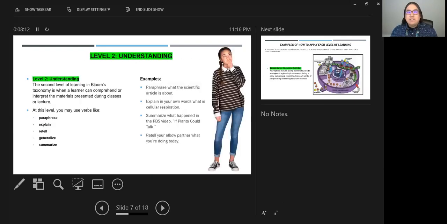Okay, next level of learning. And this is about understanding. You could use phrases like paraphrase, explain, retell, generalize, summarize. Some examples of understanding in learning would be telling your students to paraphrase what the scientific article is about.